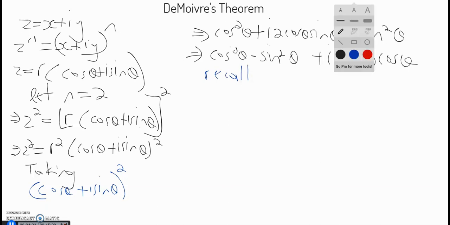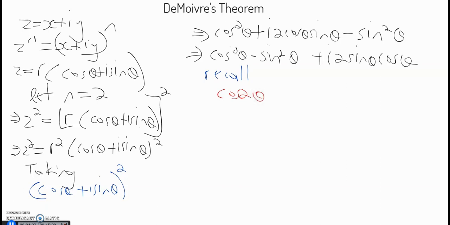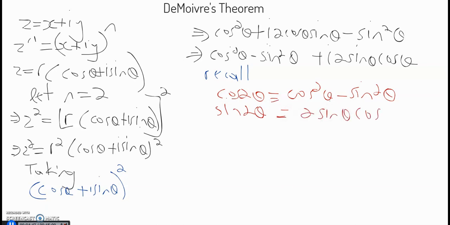Two things we can recall here. Let me put them in red. That cos 2 theta, which has several manipulations for this identity, but the one we're interested in here is cos squared theta minus sine squared theta. And also that sine 2 theta is actually equivalent to 2 sine theta cos theta. So what does that mean about my identity?